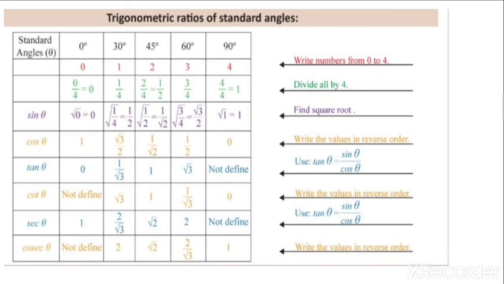Now simply, which is the greatest number over there? 4 is my greatest. You divide all the numbers by 4. So 0 by 4, 1 by 4, 2 by 4, 3 by 4, 4 by 4. What my value will come? 0 by 4 is 0, 1 by 4 is 1 by 4, 2 by 4 is 1 by 2, 3 by 4 as it is, 4 by 4 equals to 1.